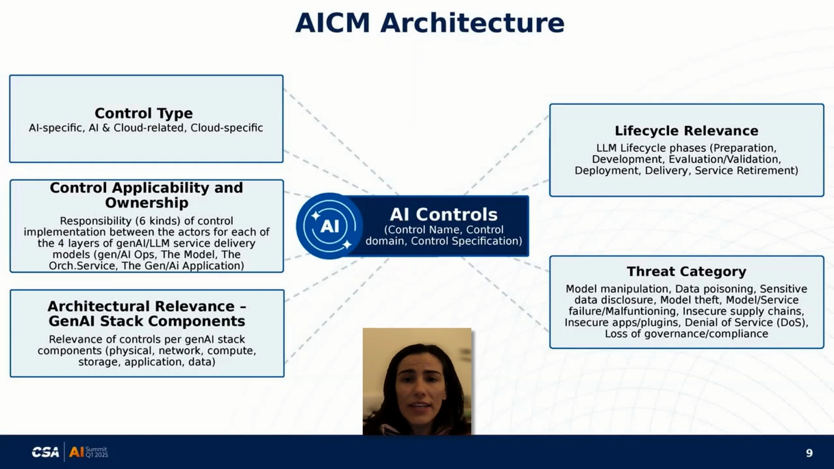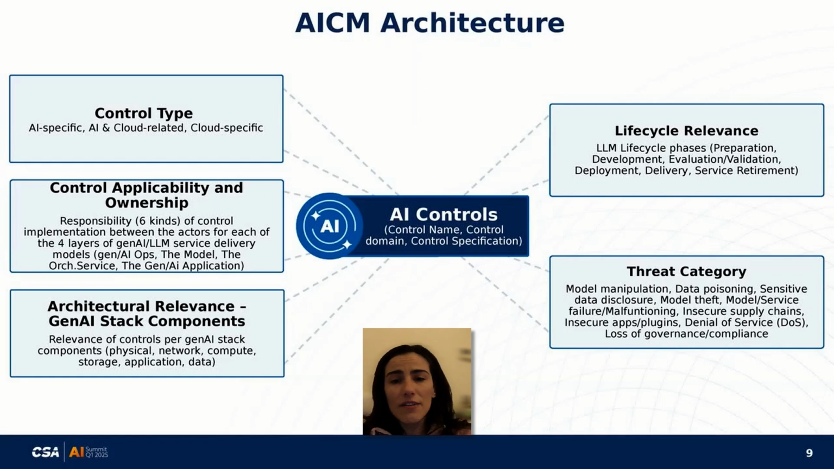Then to the right, we have the next dimension, or the next pillar, you can call it, which is the lifecycle relevance. This explains the lifecycle alignment of each of the controls, meaning at what stage of the AI lifecycle this control should be applied. We have 6 phases here for the life cycle of the LLM: preparation, development, evaluation and validation, deployment, delivery, sorry, I forgot to say, and service retirement.